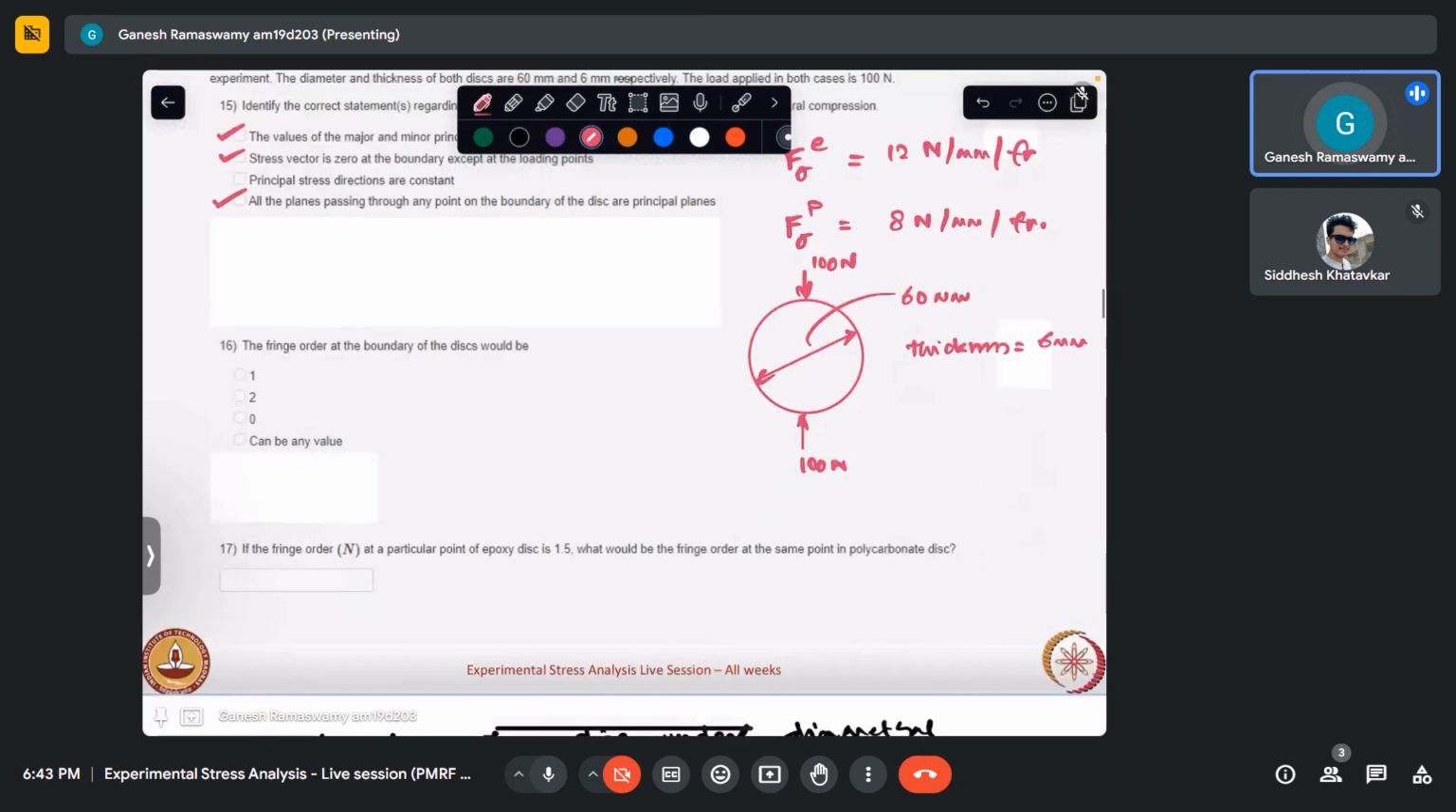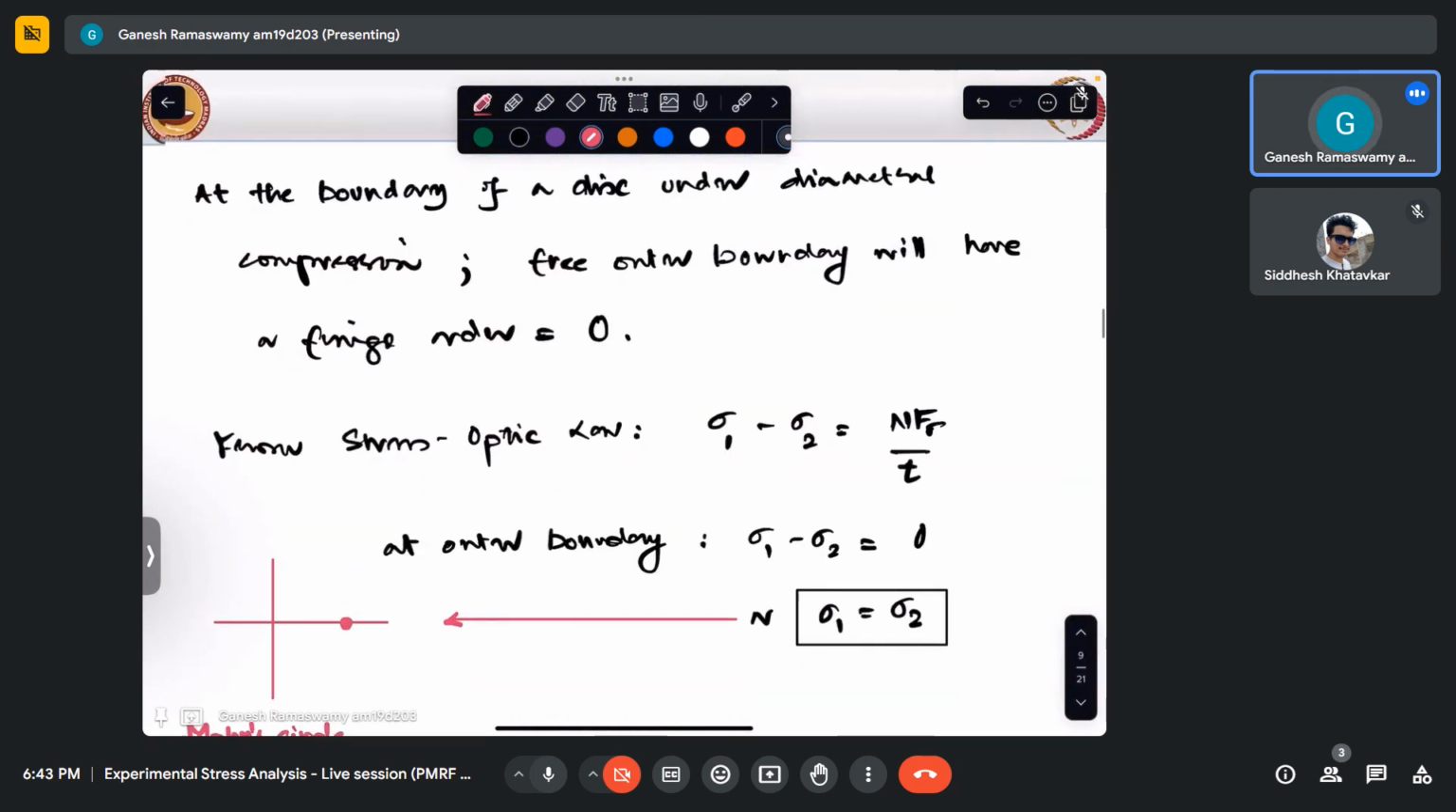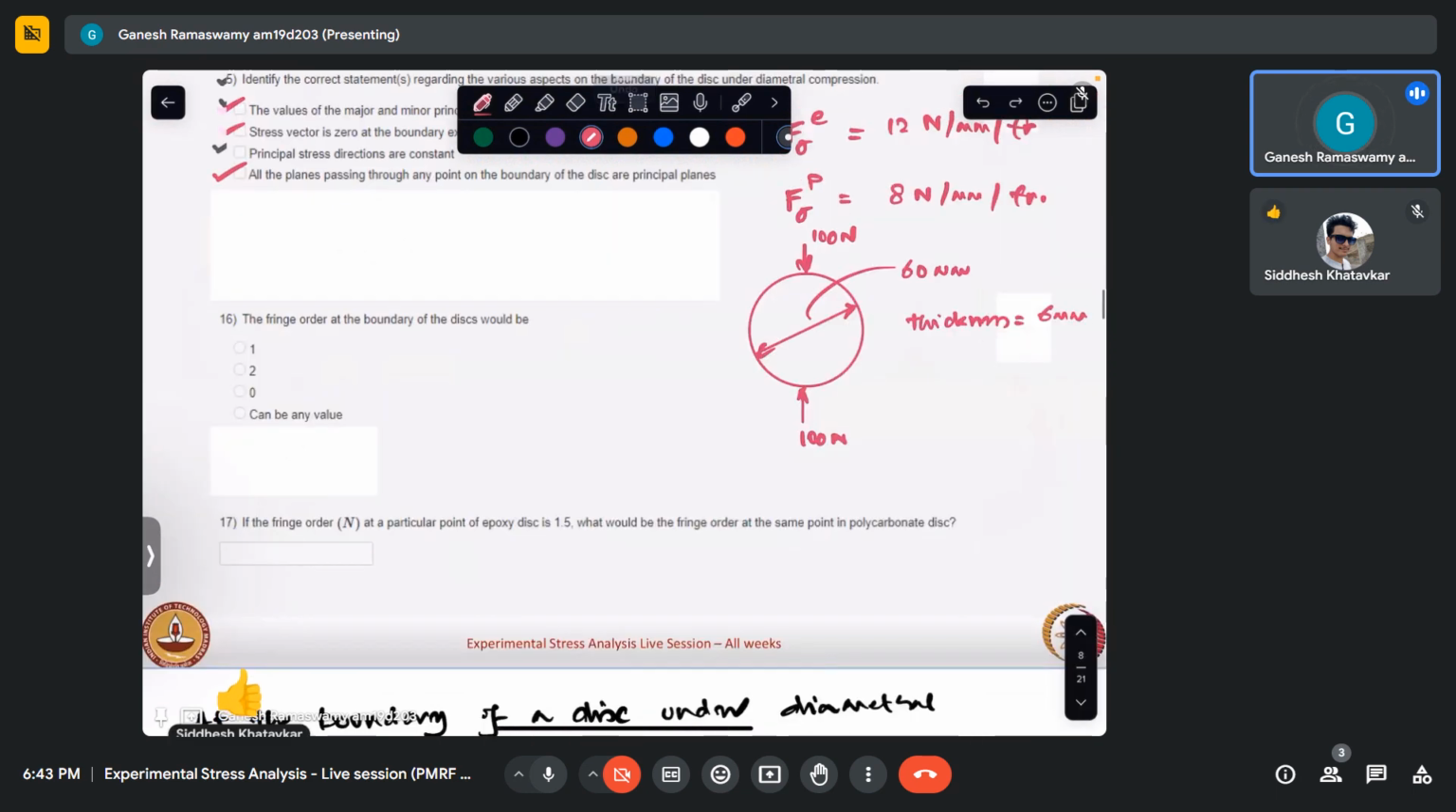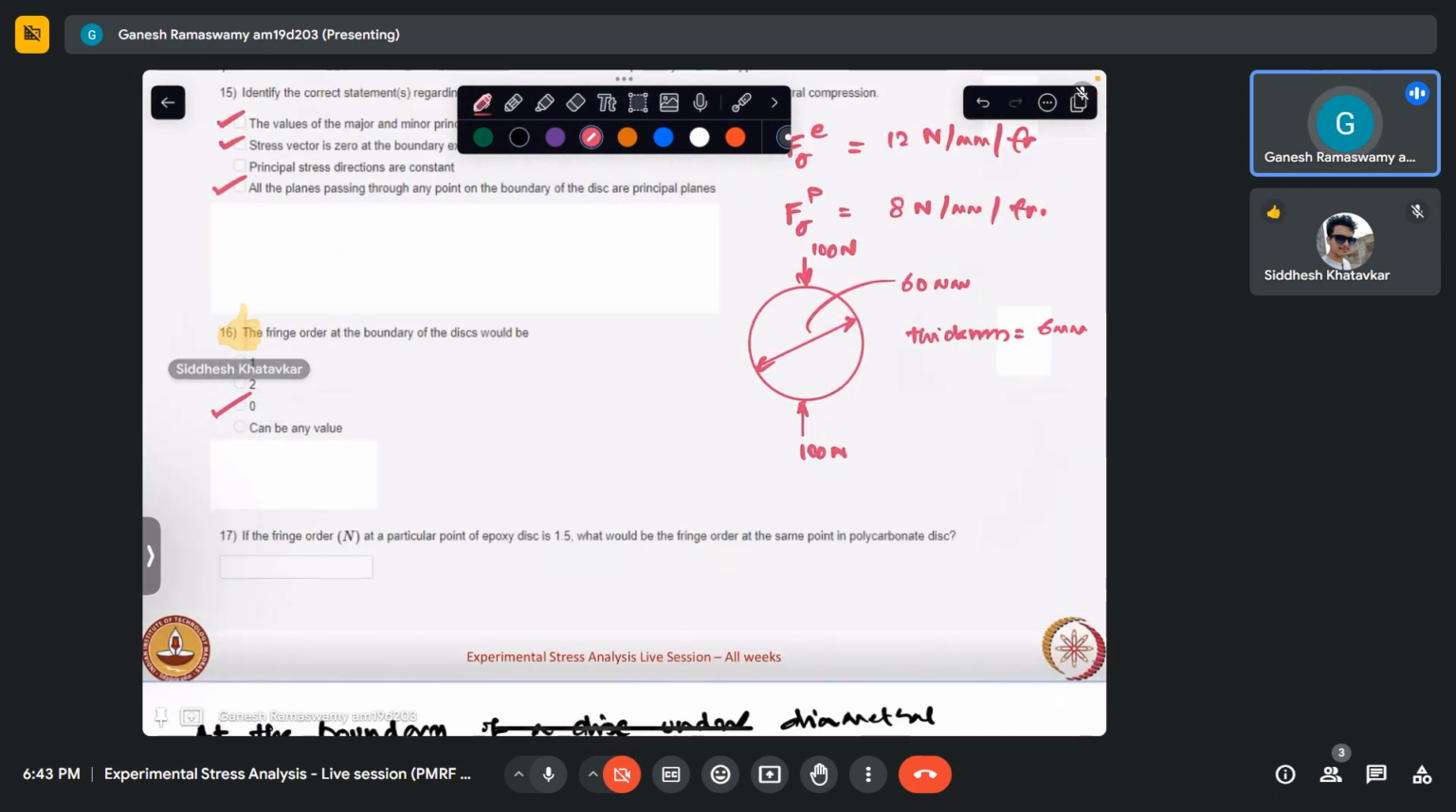So the fringe order at the boundary of the disk would be, as we have already seen from the physics of the problem, 0. And experimentally, the fringes are actually shown in the lecture, so you can refer to that.